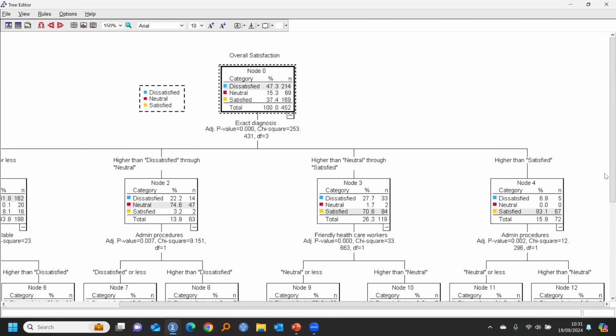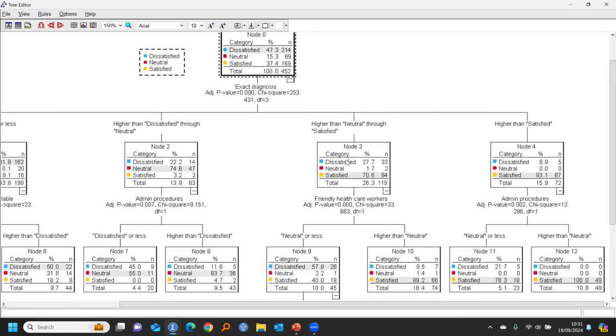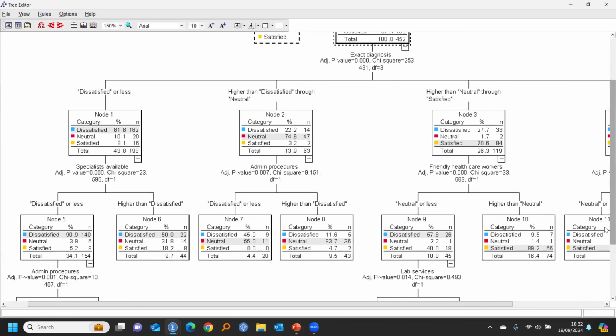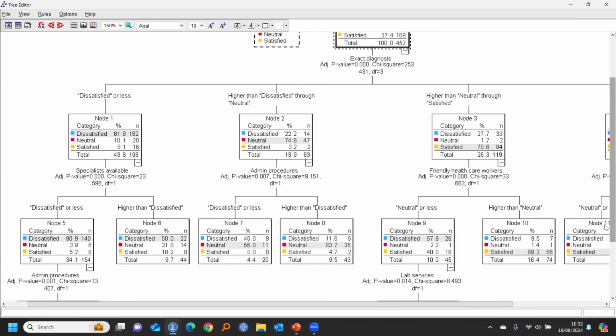And if you're looking for opportunities here, you can say, look, for example, 70% of the people who are better than neutral through to satisfied with their exact diagnosis are in the satisfied group. If you wanted to boost that number, you find that if they say friendly healthcare workers and better than neutral, that goes to nearly 90%. So you can see here it's finding, for each branch, where the next factor is, it splits that, and we can see a sort of hierarchy of factors here.